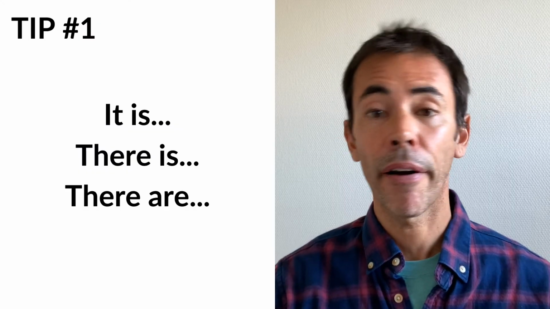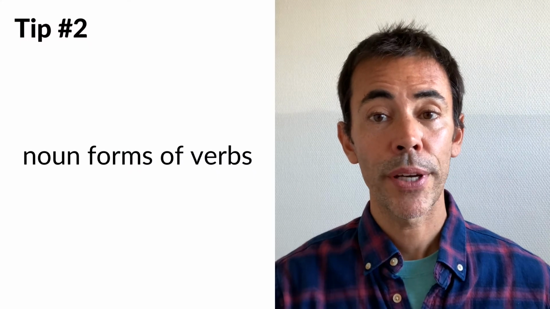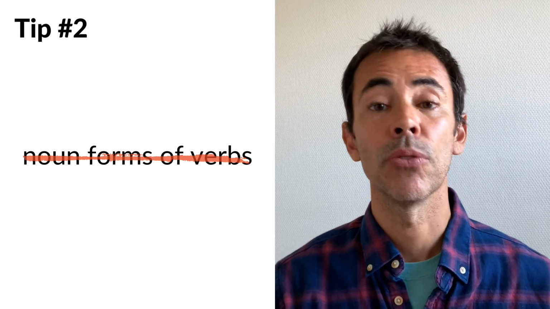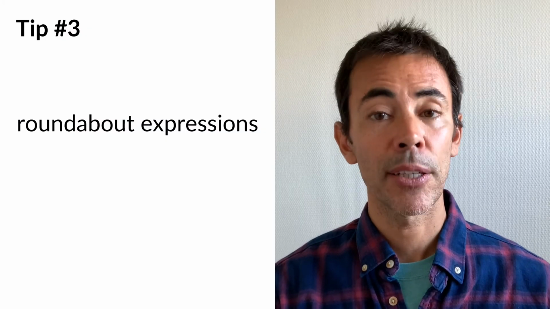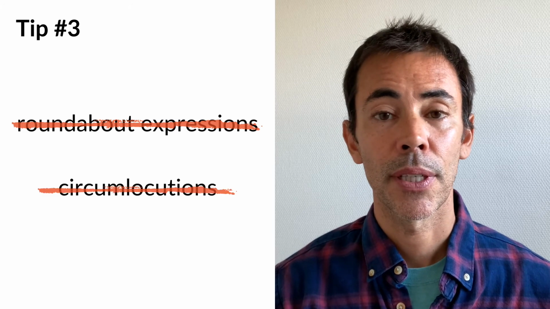So there you are. 3 tips to make your academic and business writing more efficient and direct. Let's go over those 3 tips again. First one, avoid there is, there are, it is. Avoid expletives. Second tip was avoid overusing the noun forms of verbs. Avoid nominalizations. And the third tip was avoid roundabout expressions, also known as circumlocutions.